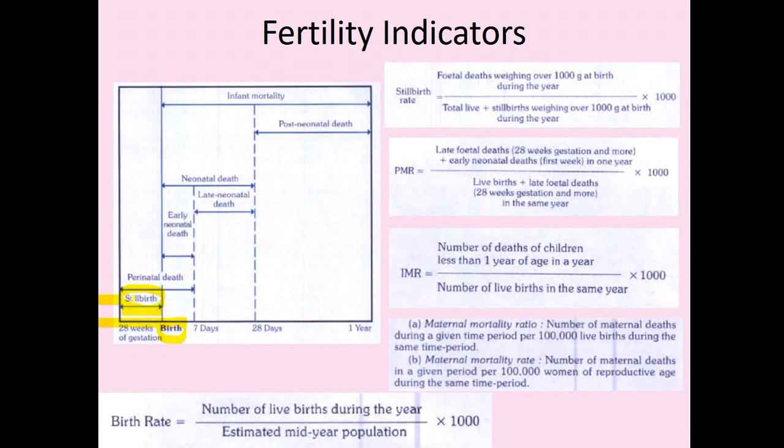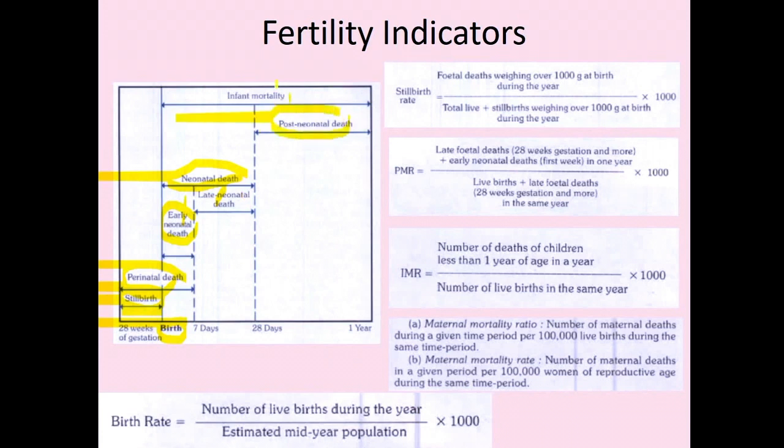Again, the period between 28 weeks and the first 7 days will be called the perinatal period. If a child is born live and dies within 7 days, it is called the early neonatal period. The first 28 days is called the neonatal period, out of which the first 7 days is called early neonatal. The next 3 weeks is called late neonatal. And from the second month to 1 year, it is called post neonatal.